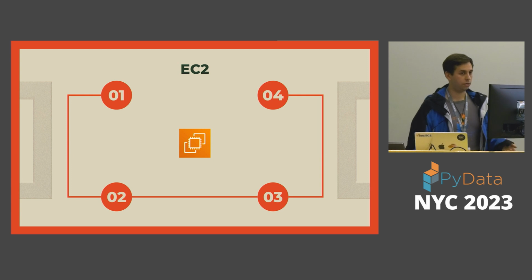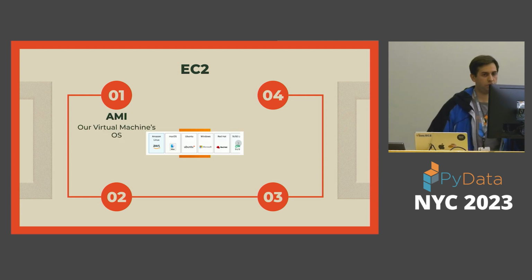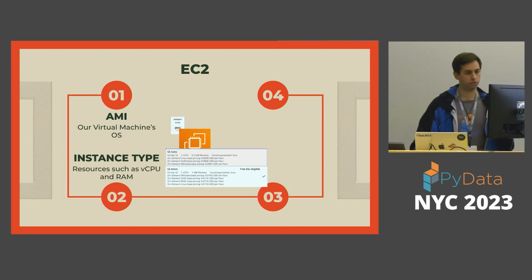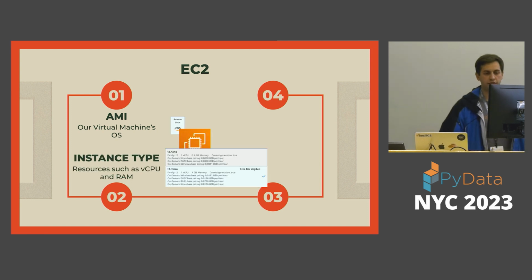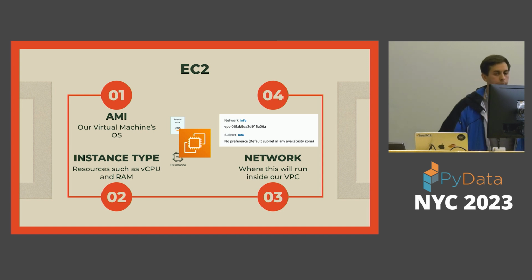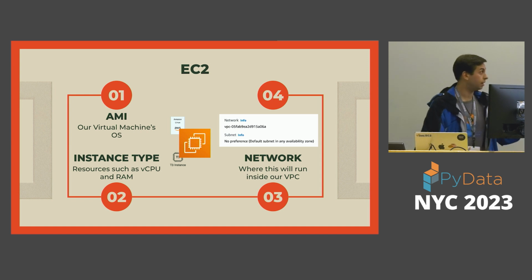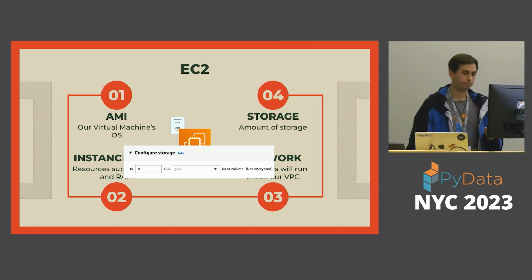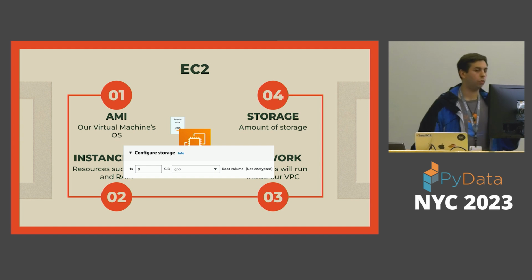So what I was mentioning about the fully managed part is that for running an EC2 instance, which would be no more than a computer running in the cloud, you would need an AMI, which is just your virtual machine's OS. So you've got a list to choose from, like Linux, Mac OS, Ubuntu, and so much more. You would need to choose your instance type, which would be resources such as the amount of CPU and RAM that your instance is going to have. Then you will need to select the settings for your networking, for instance, which VPC you want to run it in, and at which subnet. And finally, the amount of storage you want that instance to have.